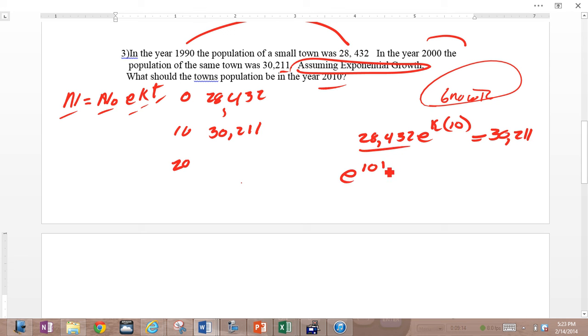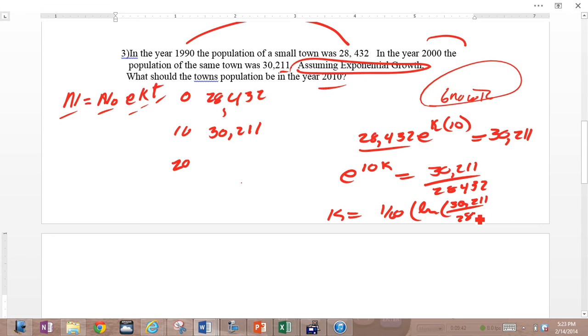e to the 10k is going to equal 30,211 over 28,432. So we're going to take the log and divide it by 10. So k is going to be 1/10 of the natural log of 30,211 over 28,432. Then we'll see what that constant is, then we'll throw it in the second time around and predict our future population.